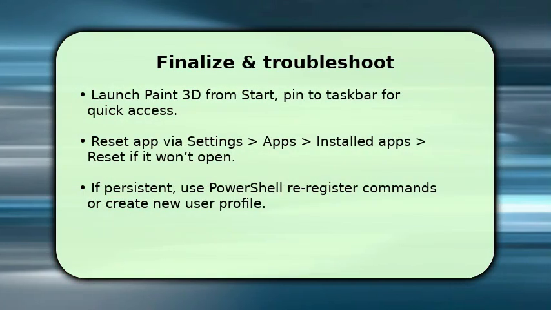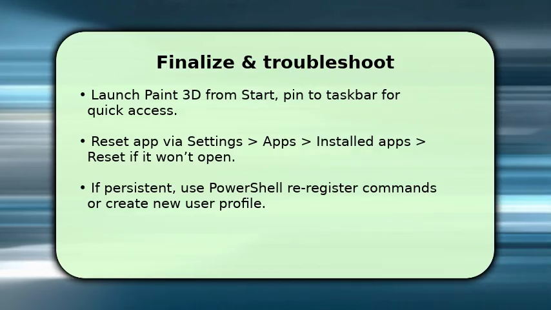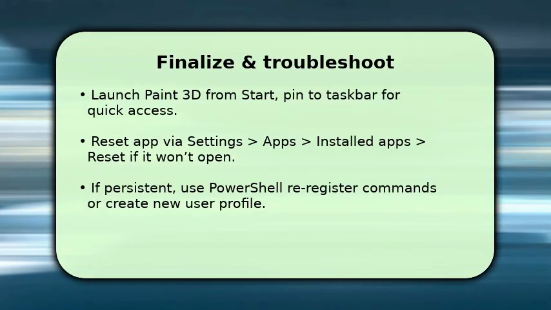You finish by launching Paint 3D from Start. Pin it to the taskbar for future convenience. If the app won't open or crashes, go to Settings, Apps, Installed Apps, find Paint 3D and choose Reset. This clears app data but keeps your files. If problems persist, run PowerShell as admin to re-register Microsoft Store apps or create a new Windows user to test profile corruption. One key tip: reset the store cache with WSReset.exe before heavy troubleshooting. It often resolves install glitches.